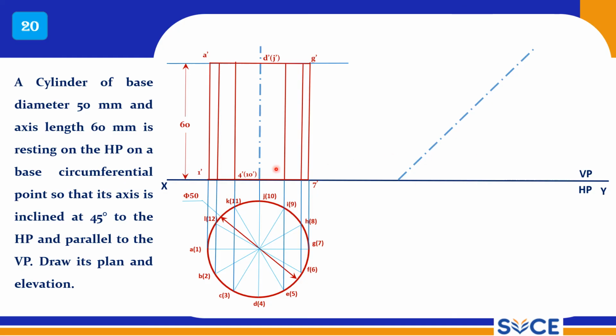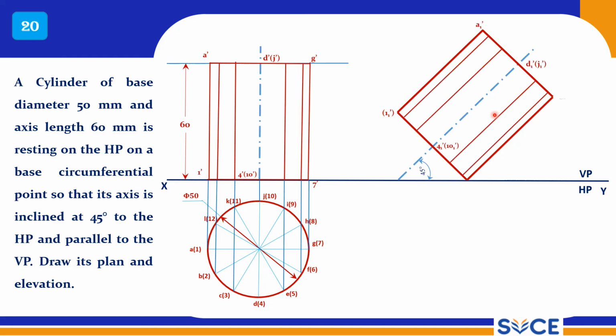And you have to reproduce this view here in such a way that the axis is making 45 degrees to HP. Now reproduce this and complete the simple front view. So this is the tilted front view. Now mark all the points.